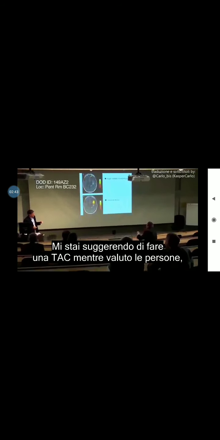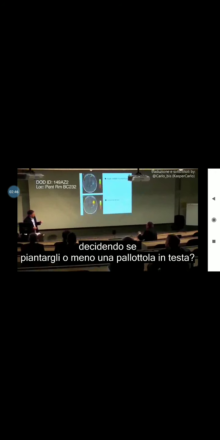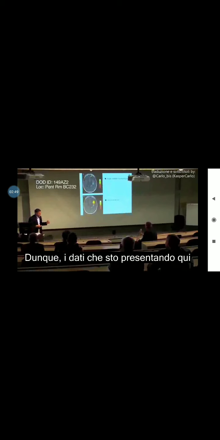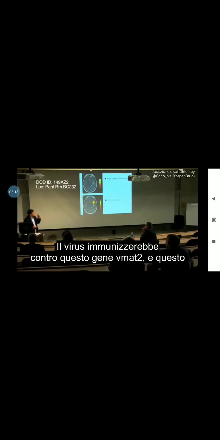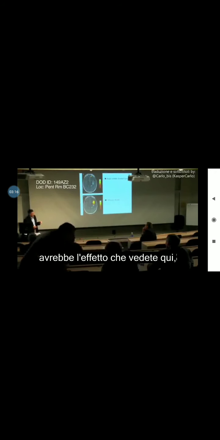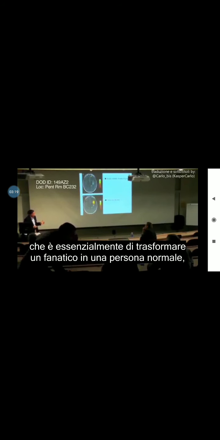So you're suggesting I take a CT scan with me when I'm evaluating people to determine whether I put a bullet in their head? So the data that I'm presenting here supports the concept that we're proposing, and I think that we would not propose to do CT scans or fMRIs on individuals out in the hinterlands of Afghanistan. The virus would immunize against this VMAT2 gene, and that would have the effect that you see here, which is it's essentially to turn a fanatic into a normal person. And we think that will have major effects in the Middle East.